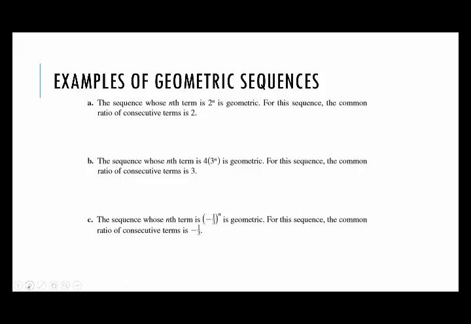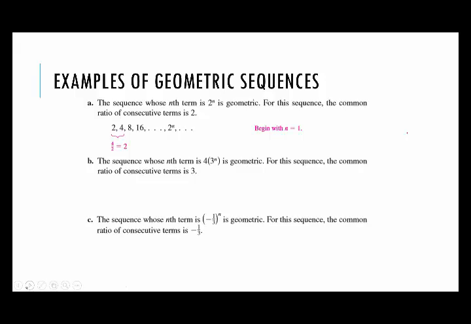So some examples of geometric sequences. The sequence whose nth term is 2^n is geometric. For this sequence, the common ratio of the consecutive terms is 2. So for example, 2 to the nth power, I'm sorry, the first term would be 2, the second term would be 4, the third term would be 8 because 2 to the third power is 8. 2 to the fourth power is 16.